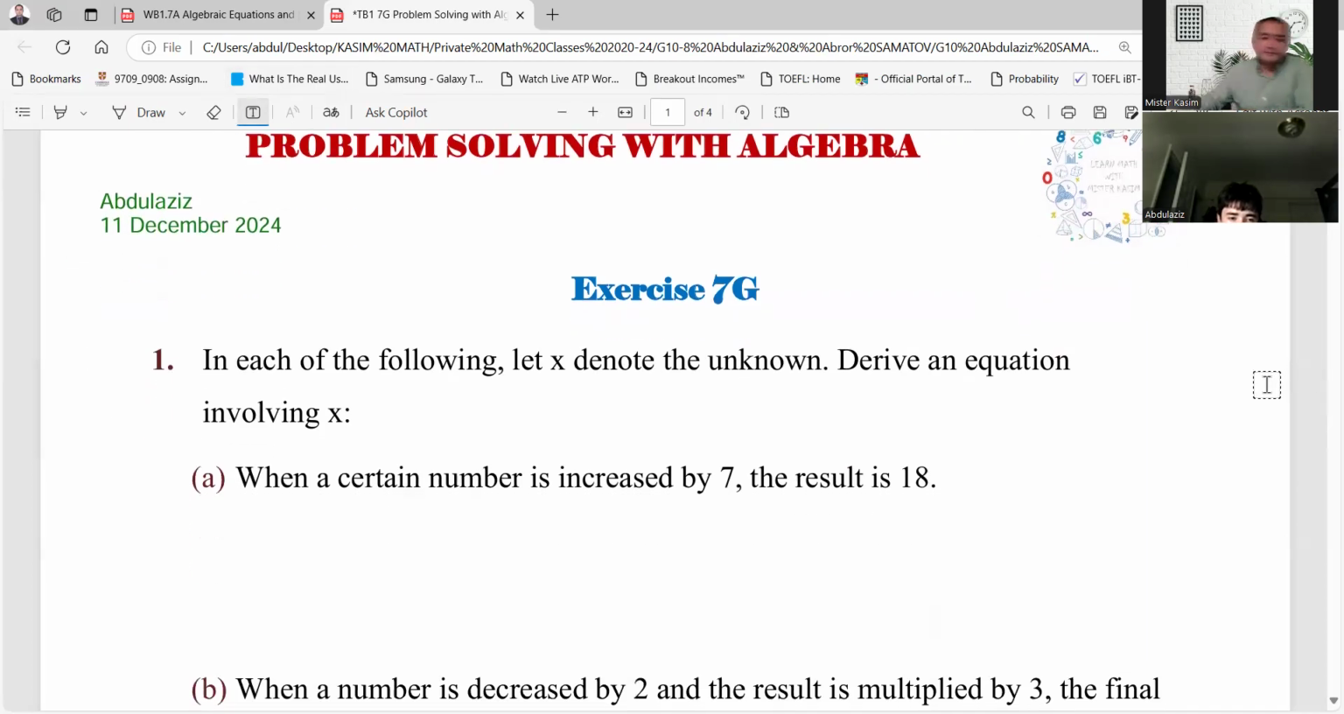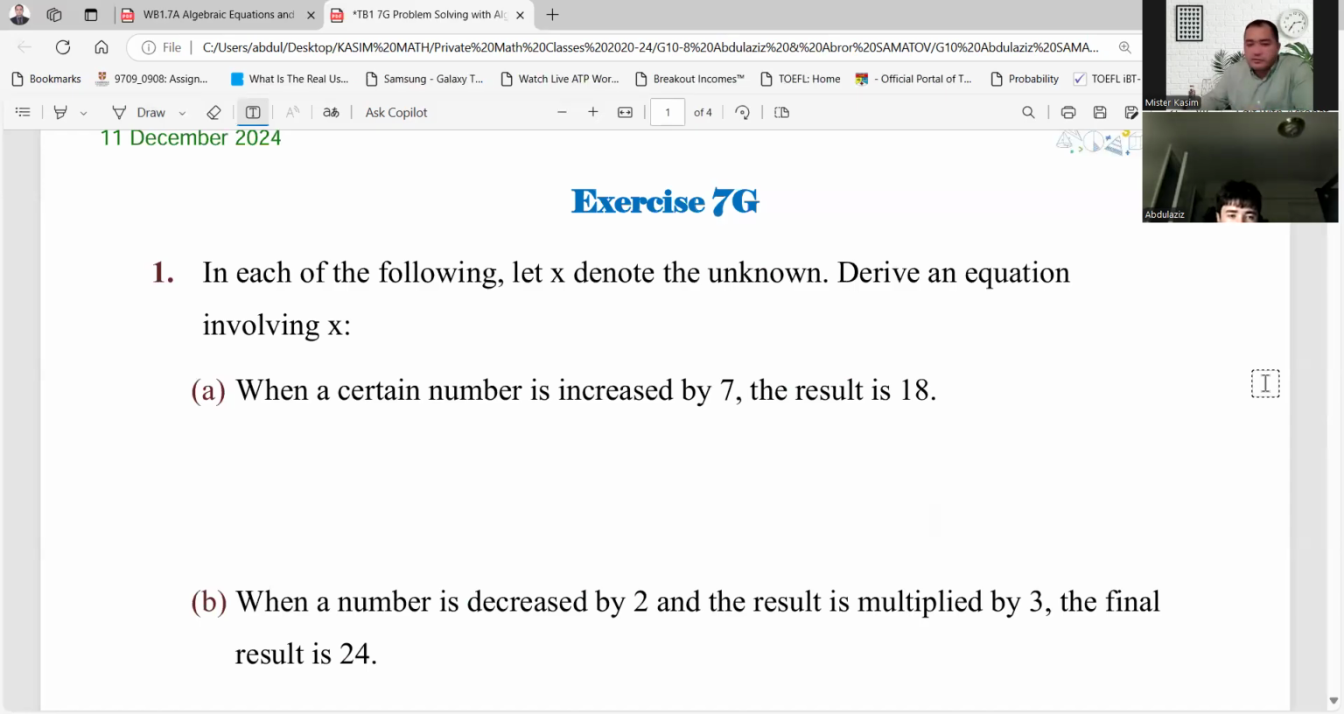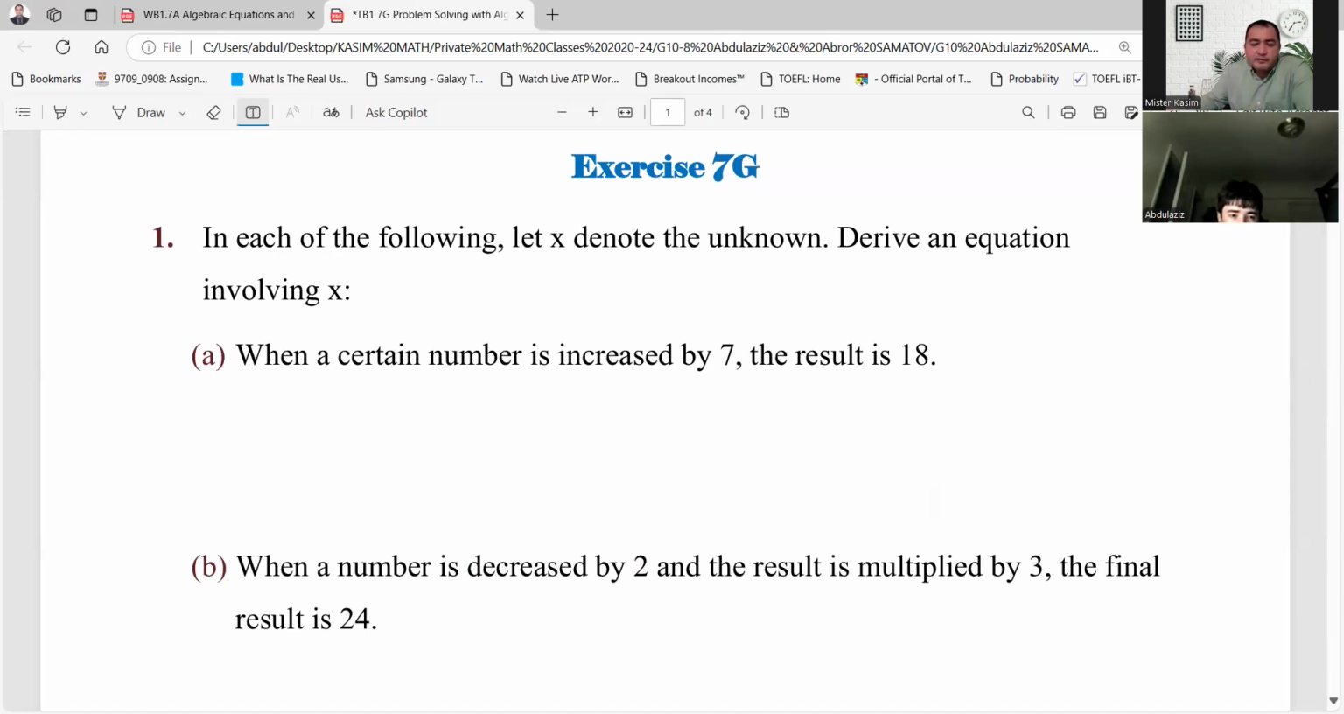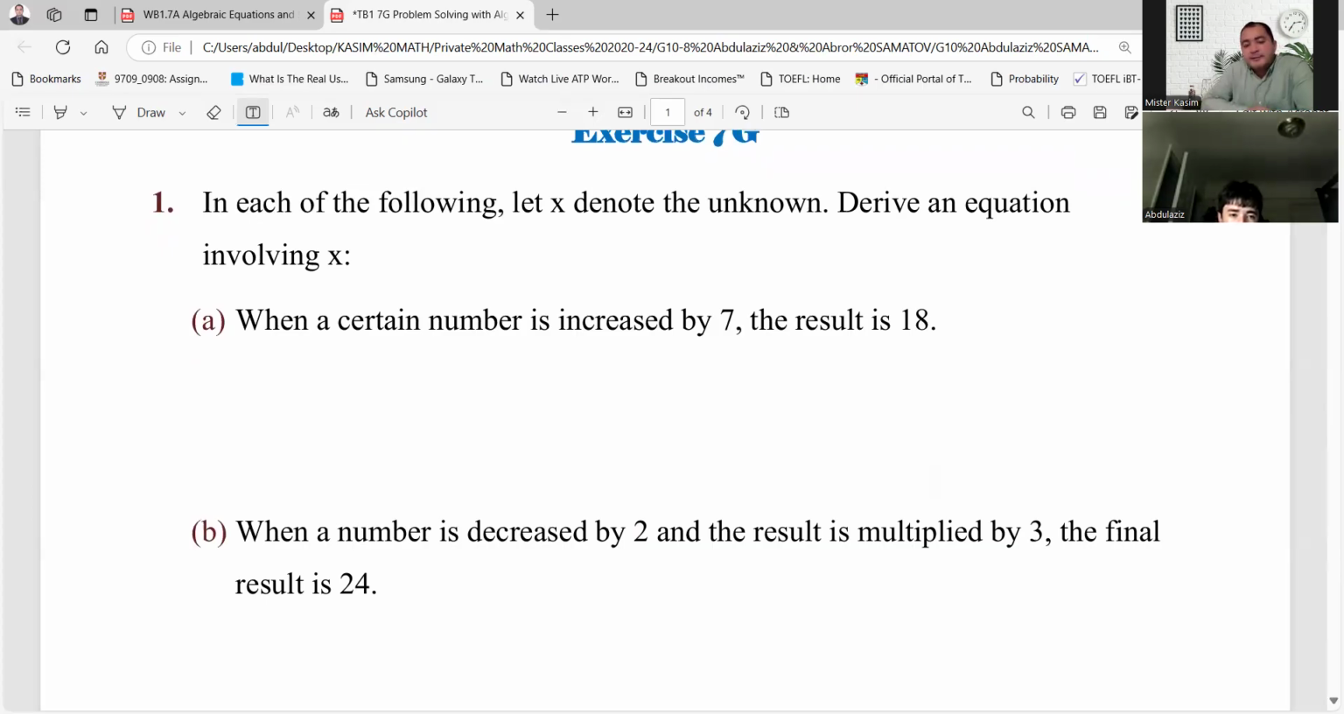Okay, let's do some questions together and then you'll try other questions. Read the first question. In each of the following, let x denote the unknown, and derive an equation involving x. We don't have to solve this. In the next step, we will also solve it. Now we'll practice how to set up an equation, or how to convert word problems into an algebraic equation.